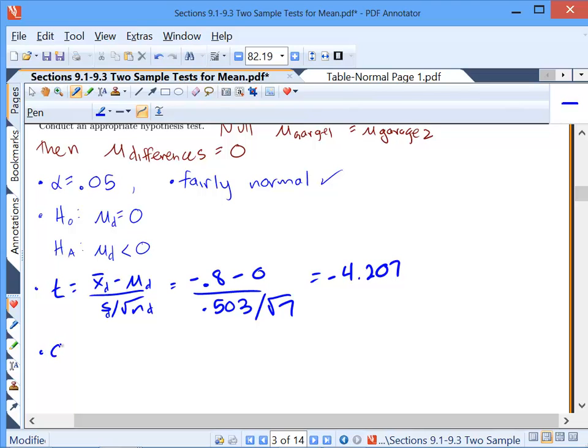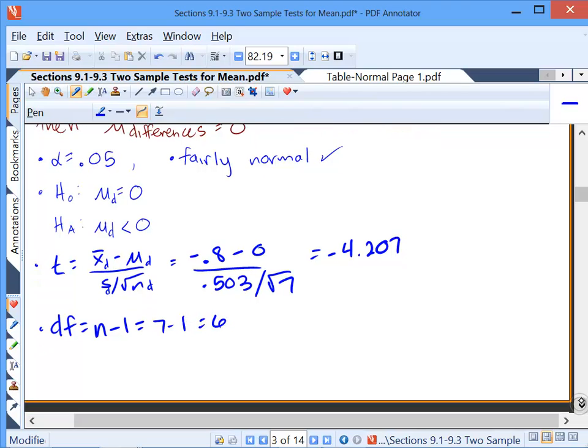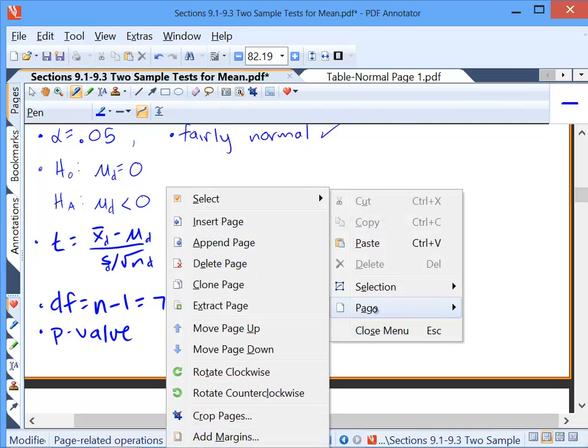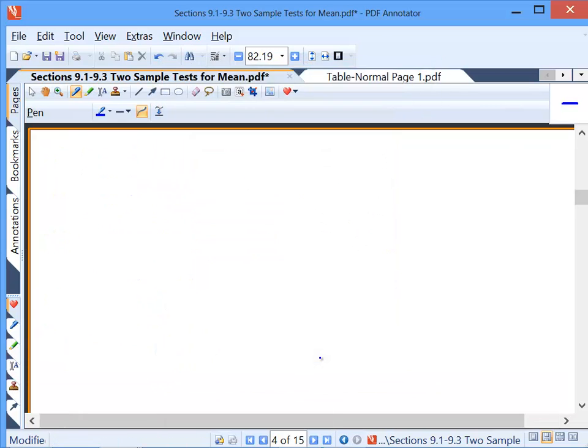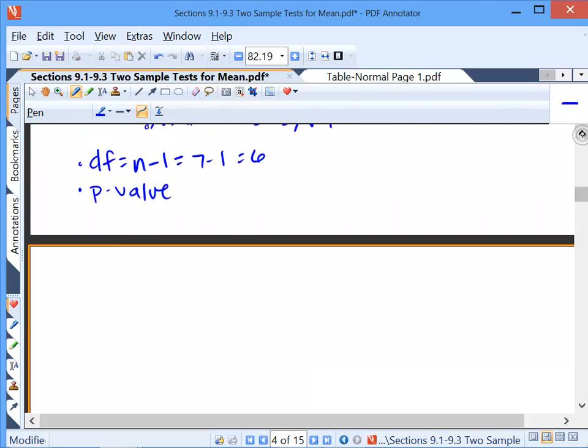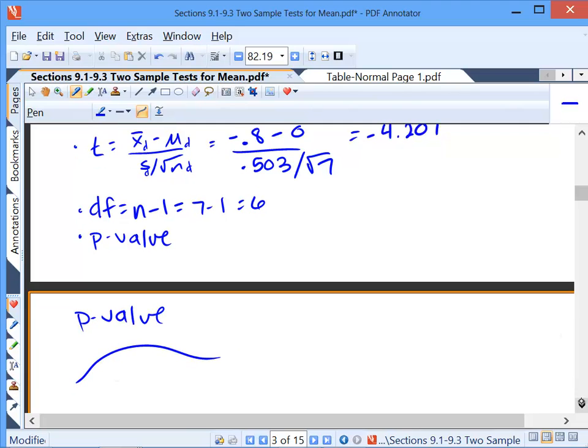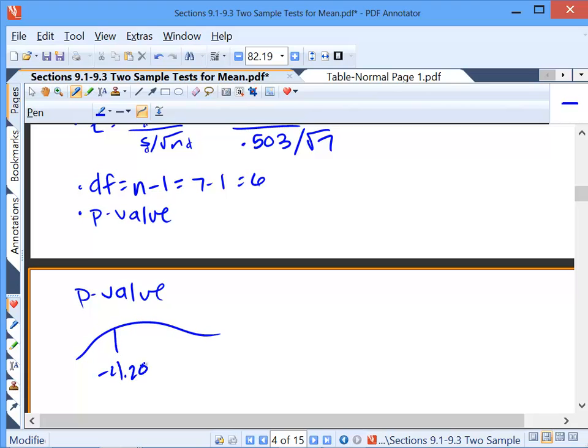Degrees of freedom, which are, do you remember, n minus 1, so 7 minus 1 is 6. And my p-value. We're at negative 4.207, and which direction did I want to shade? To the left, because I want to know if the mean of the differences was less than 0.